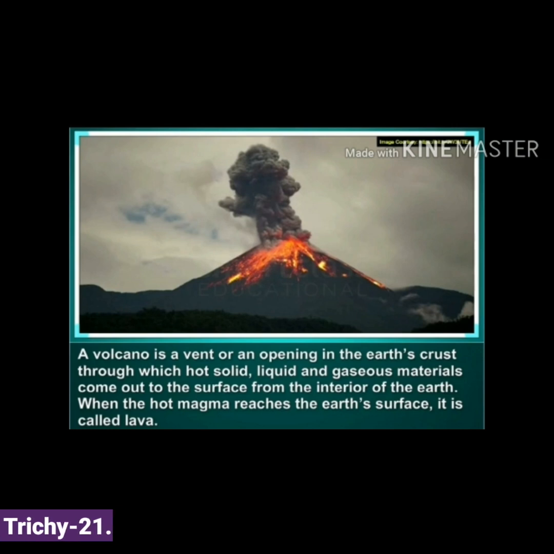When the hot magma reaches the earth's surface, it is called lava. Inside the volcano, the hot molten material is magma; when it reaches the earth's surface, it is called lava. Okay, look at this picture.